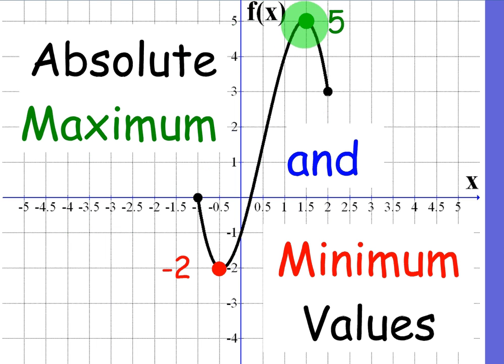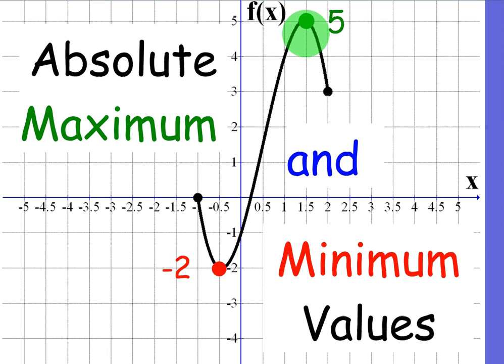However, we can see the highest point on the graph has a y value of 5, and that point is (1.5, 5). And the smallest point on this graph is -2. That point is (-0.5, -2). So this point would be an absolute minimum. This point would be an absolute maximum because this one has the biggest y value, and this one has the smallest y value. So that's what an absolute max and min are.